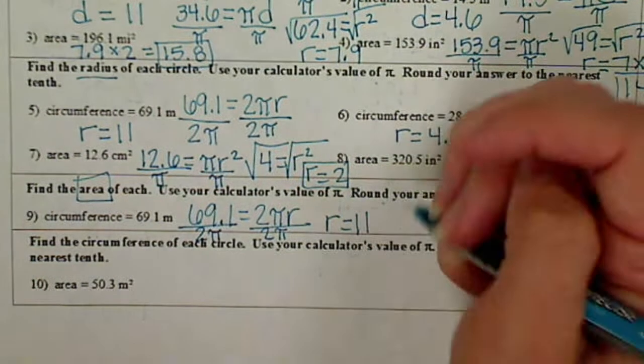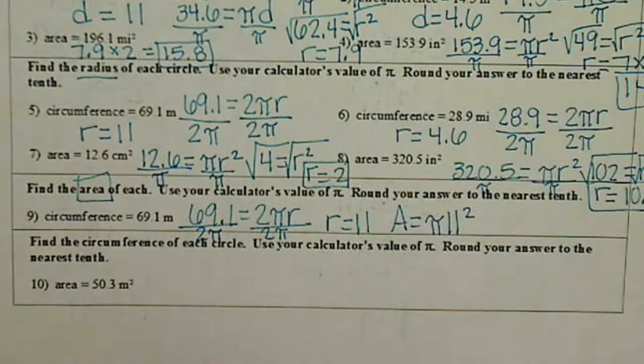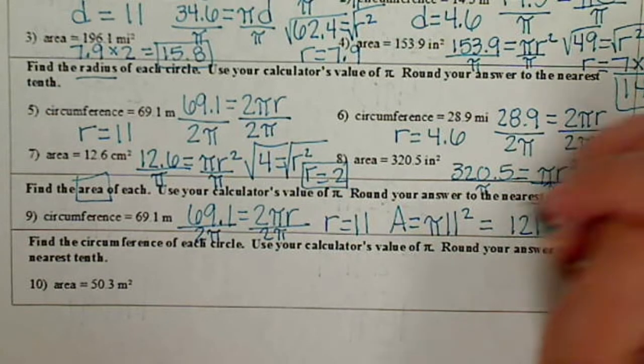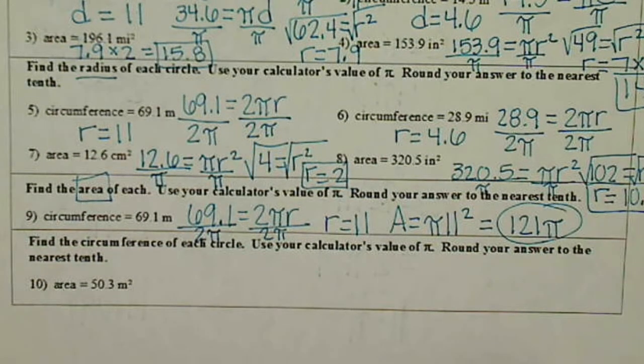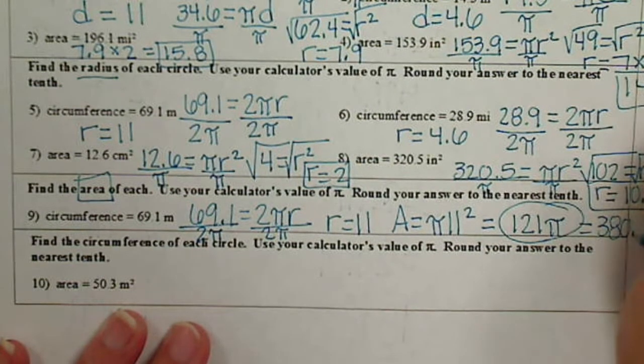Now, I want to find the area. Area equals pi radius squared. So pi 11 squared is going to be 121 pi. Oh, it says round to the nearest tenth, so I do need to hit my arrows, which is 380.1.